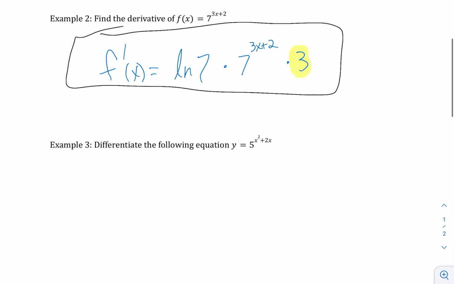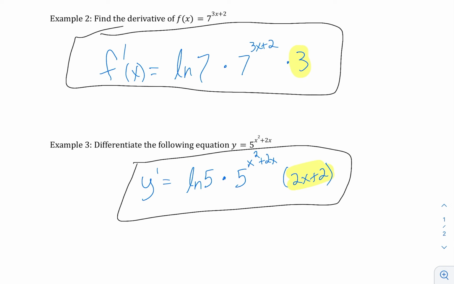Sometimes the exponents are a little bit more complicated. They have a little bit more going on. So if we're going to differentiate y equals 5 to the x squared plus 2x, we're going to end up with y prime is equal to the natural log of the base, natural log of 5, times 5 to the x squared plus 2x times 2x plus 2. Now just make sure you have those parentheses there, right? The derivative of the exponent has a little bit more going on. It's a binomial, so we have to contain that in parentheses. And there you go. That's your final answer there.